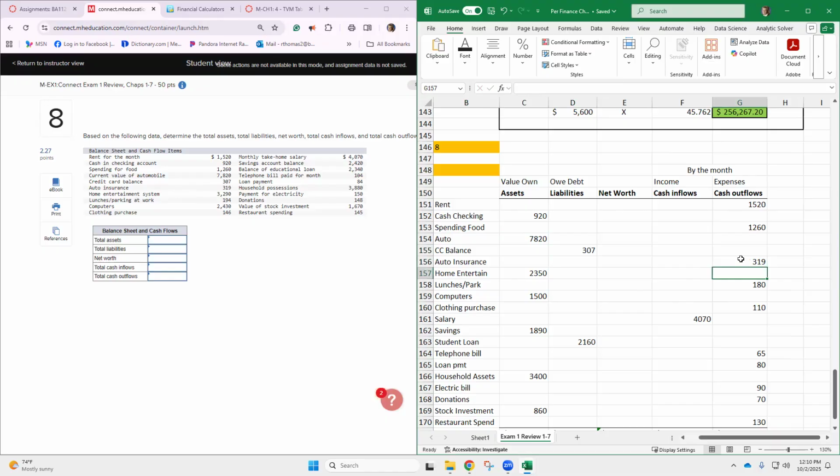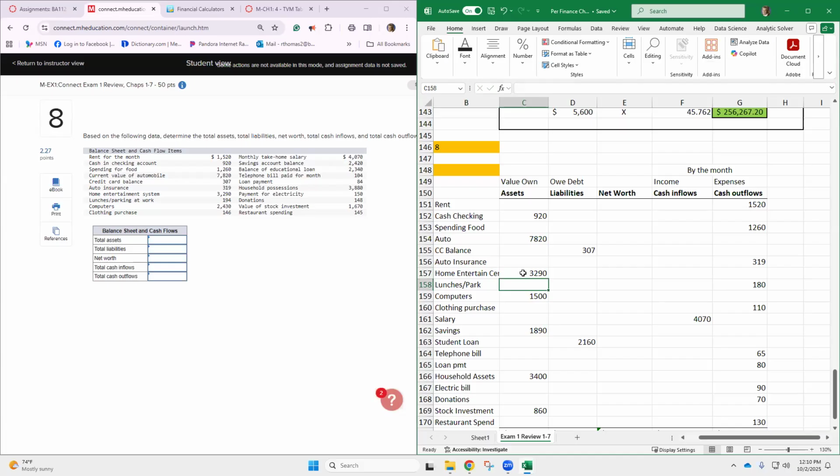Auto insurance payment for the month. Okay. Your home entertainment center. Could you sell that? Yep. Your home entertainment center. They're saying it values at whatever it says there. That's an asset. So $32.90 is mine.